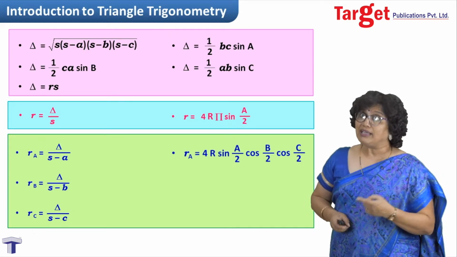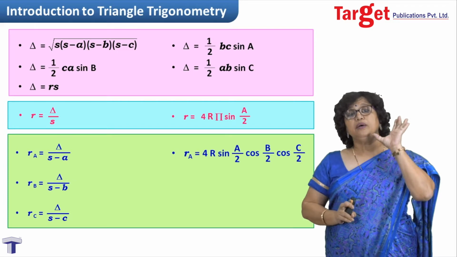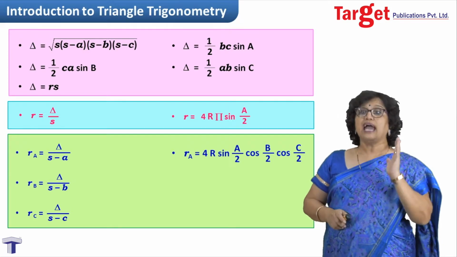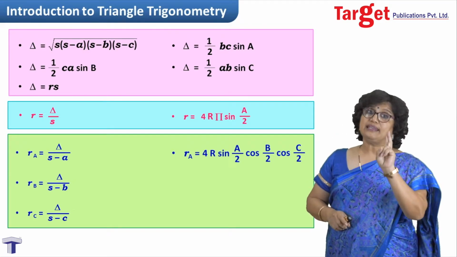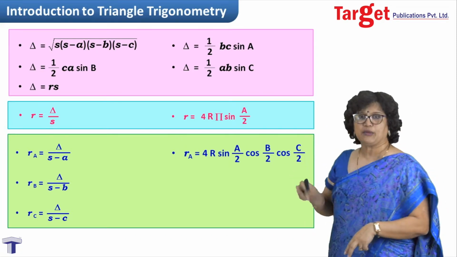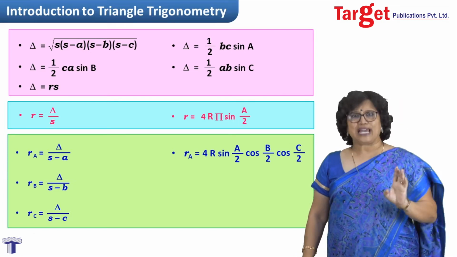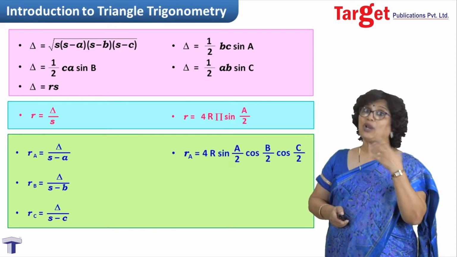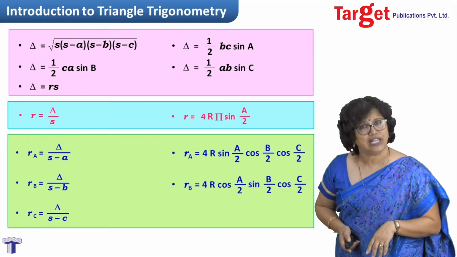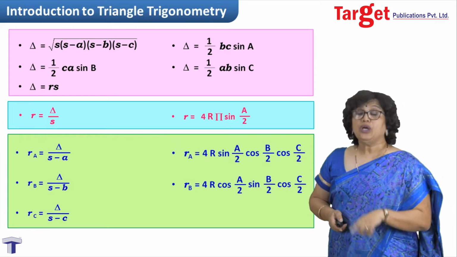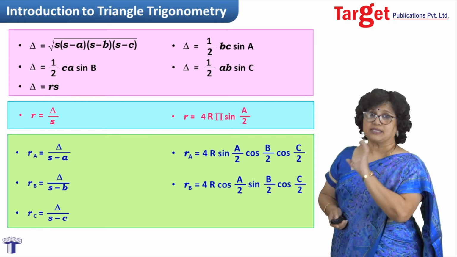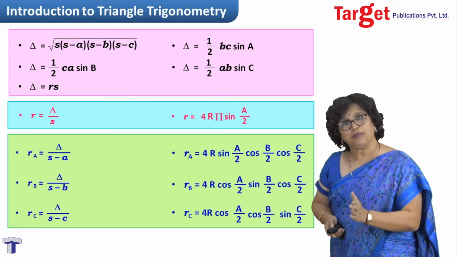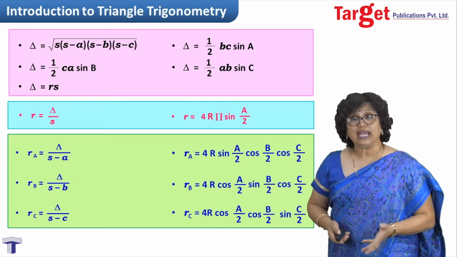Now, like how we have for in radius 4R times product sine A by 2 formula, same way we have for Ra, meaning ex-radius Ra, as 4R, then sine A by 2, and then product of two cos terms, that is cos B by 2 and cos C by 2. Means only one term of sine will appear. So when you are writing Ra, we write sine A by 2. Then for Rb, what you will write? Sine B by 2. For Rc, you will write sine C by 2, and remaining cos terms you will have to write. So Rb becomes 4R into cos A by 2, sine B by 2, cos C by 2. Sine B by 2 has to occur there. Now Rc similarly sine C by 2 has to occur. So 4R cos A by 2, cos B by 2 into sine C by 2. Now, these are formulae which are straight away given.